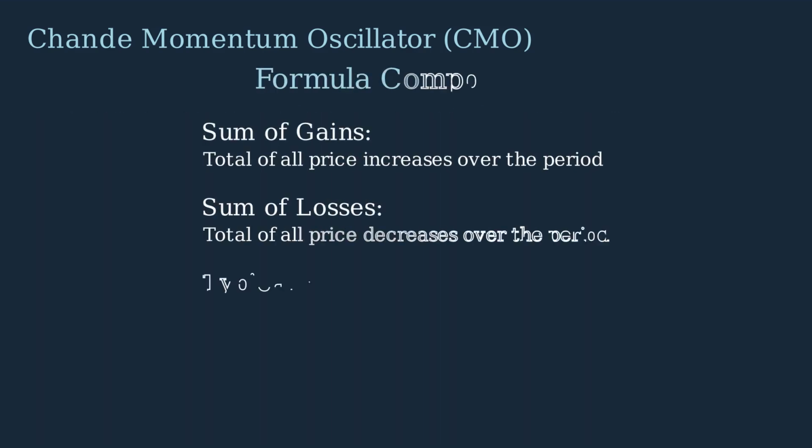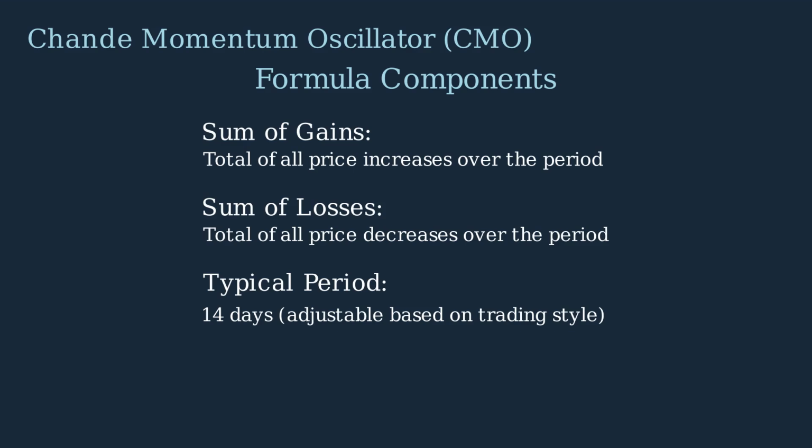Let's break down the components of the CMO formula. It uses the sum of all price gains over a period, typically 14 days, and the sum of all price losses over the same period. The CMO ranges from -100 to +100. This gives traders a clear perspective on momentum strength and direction.